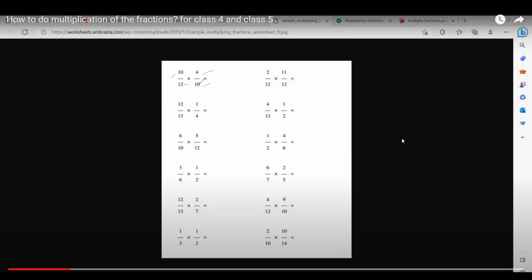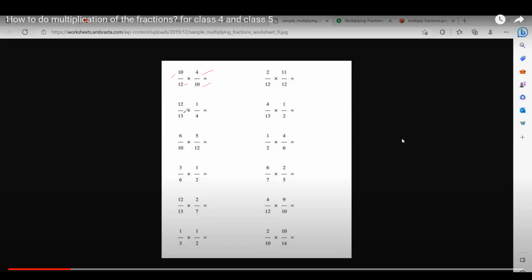Yes, Ma'am, it is clear. Yes, Ashmita? Ma'am, we have to multiply the numerator to the numerator only. Yes, we have to multiply the numerator with the numerator and the denominator with the denominator. Is it clear, Ashmita? Yes, we can only multiply numerator with numerator and denominator with denominator.